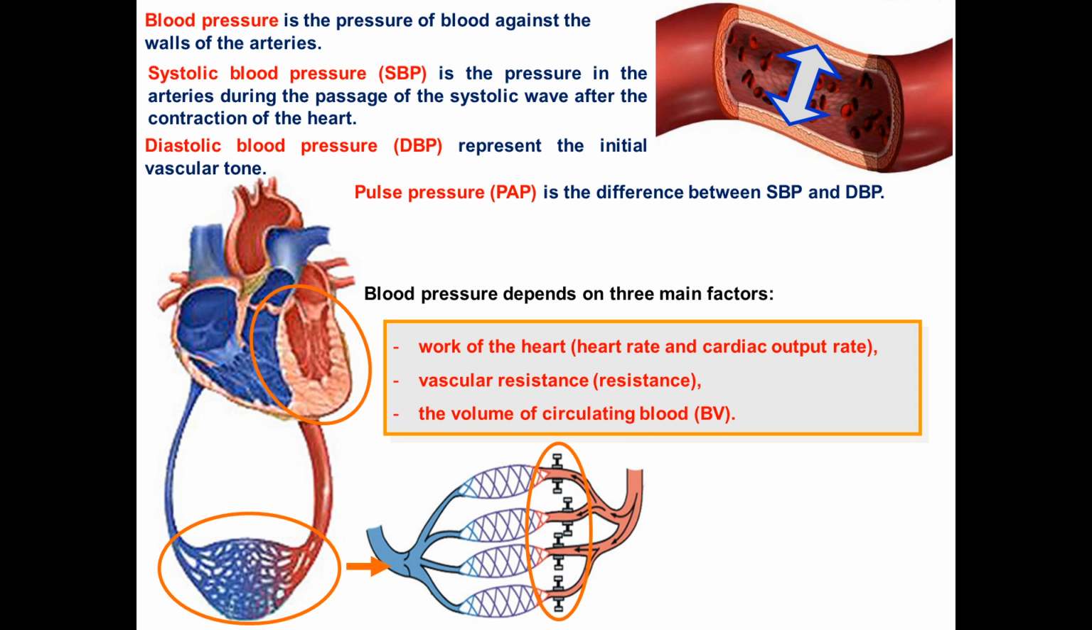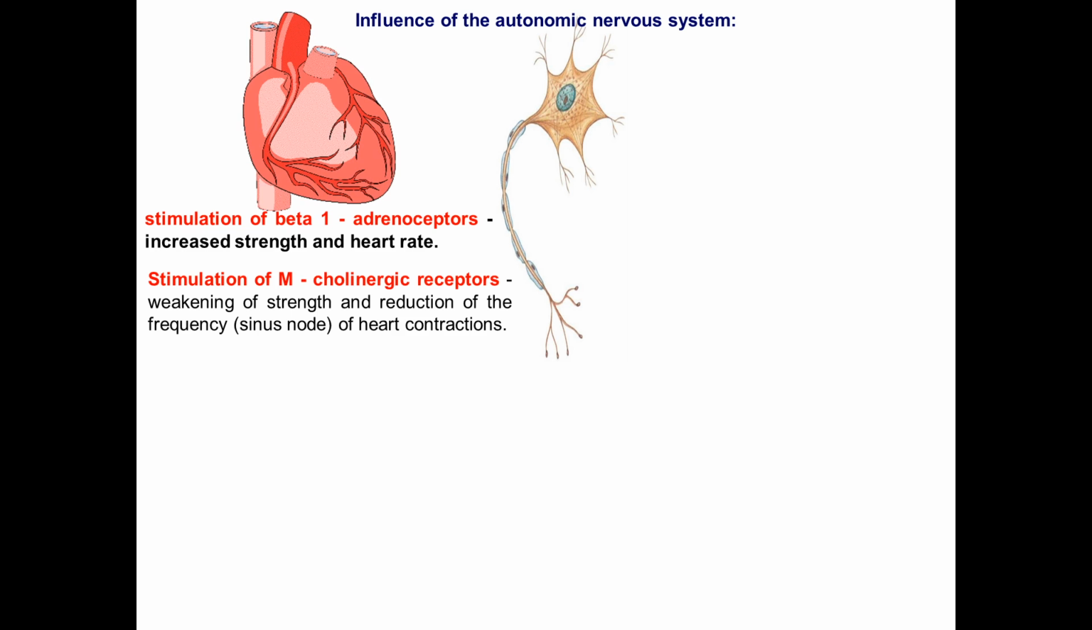Let's discuss normal physiology, and let's remember that we recognize systolic and diastolic pressures, the difference between them we call pulse pressure, and blood pressure depends on three major factors: the work of the heart, especially heart rate and cardiac output, then vascular or peripheral resistance, and volume of circulating blood, or blood volume. Increasing only one parameter may cause arterial hypertension.